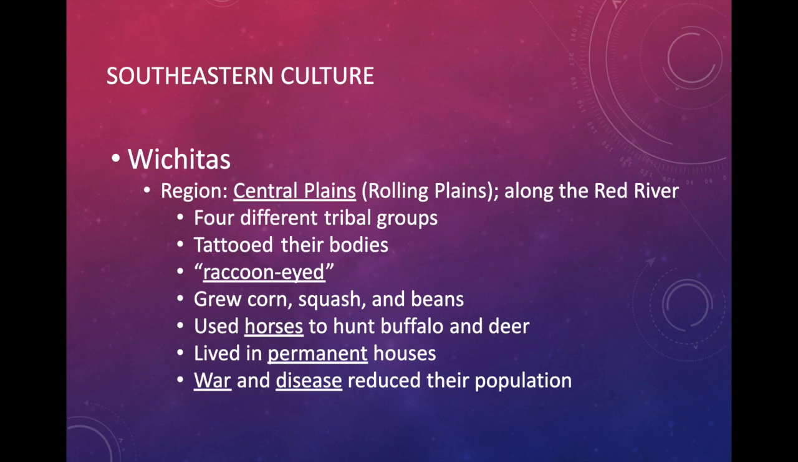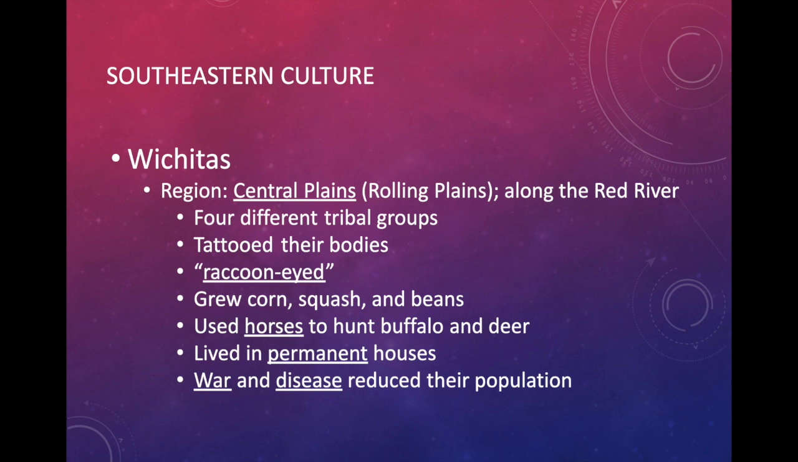They also lived in permanent settlements, in permanent villages, so that means that they were sedentary, they stayed in one place, and those that stay in one place will be able to farm. That means they have agriculture. They grew corn, beans, and squash, and they also were able to domesticate horses. That means they could train horses to be able to use them for their own purposes. So they would ride the horses to go hunt buffalo and deer.